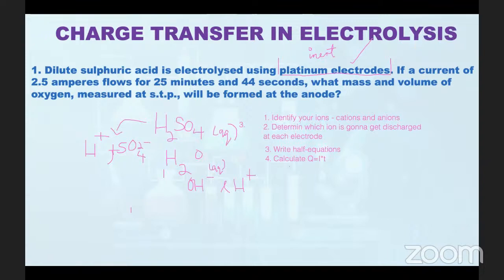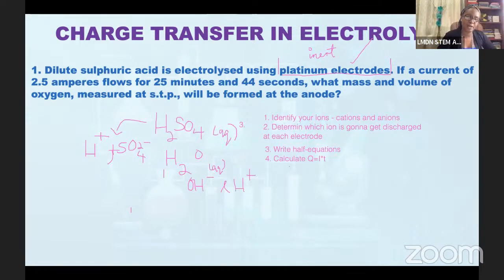Oxygen. Oxygen is when you actually write out the equation, right? But we're just writing the ions now, so we're identifying our ions. You are right, when you actually oxidize the hydroxide, you're going to get oxygen in the end, but for step 1, we're identifying our ions. So from H2SO4, we have H plus and SO4 2 minus. And from water, we have OH minus and H plus. So we know that our cation is H plus, and our anions, this is where it gets tricky, because now we have to choose between OH minus and SO4 2 minus.